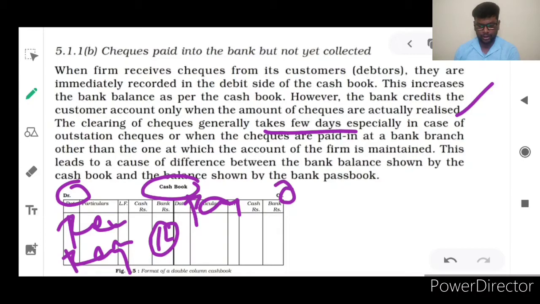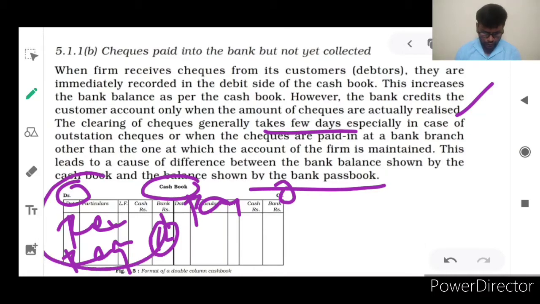This leads to a cause of difference between the bank balance shown by the cash book and the balance shown by the bank passbook. You know that if the debtor has an account in a different bank, for example, they have an account in S bank and you have an account in SBI bank, then collection will take nearly 3 days.